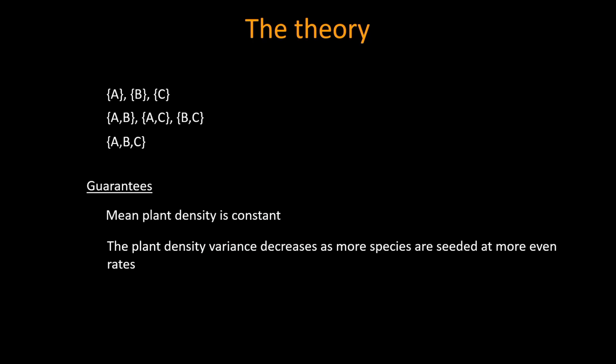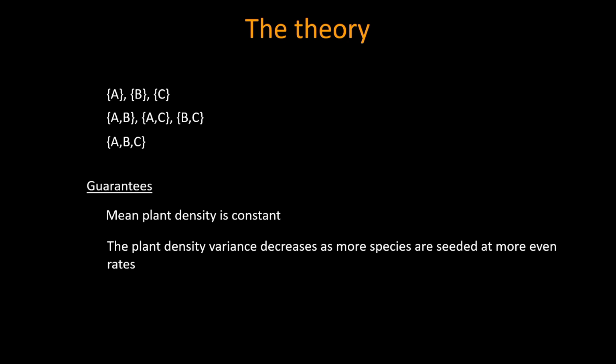There are a couple guarantees. The mean plant density is the same regardless of whether we choose a one-species mix at random, a two-species mix at random, or a three-species mix at random. So when I say the mean, I mean the mean over the choices. The mean over A, B, and C. If you take those three choices, you get three densities, right? The mean of those three densities equals the mean of this, if you did it this way, versus the mean of this, which is a mean of one, because there's only one value then, okay?